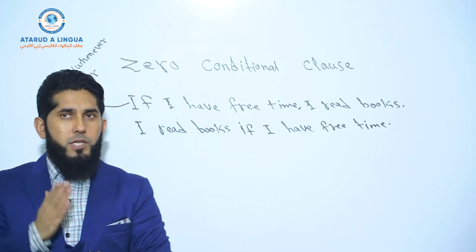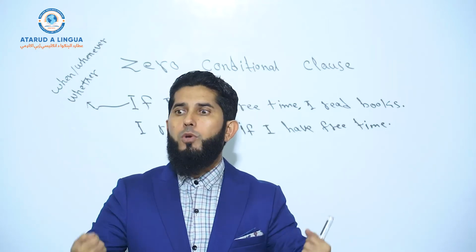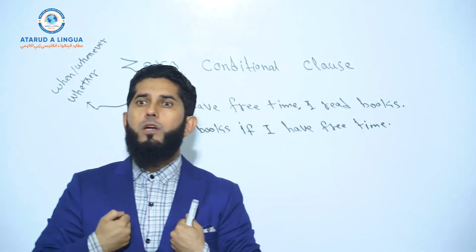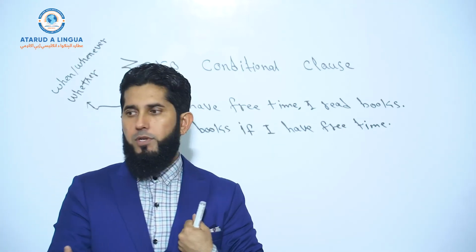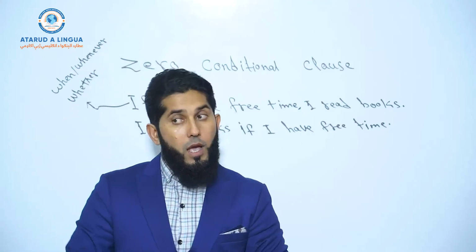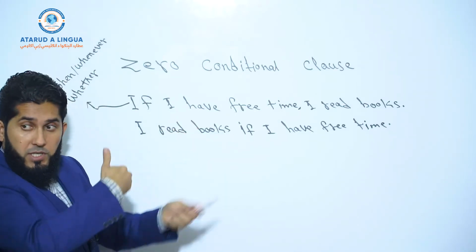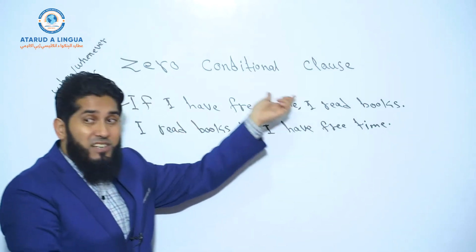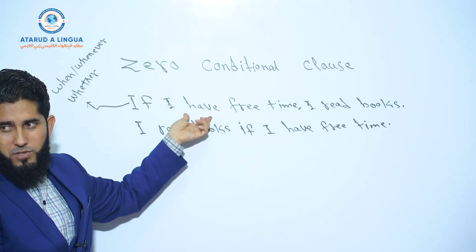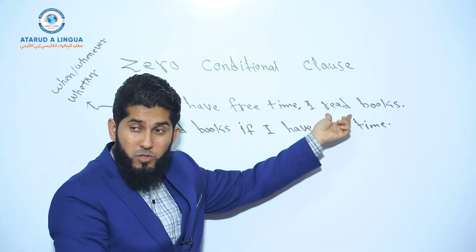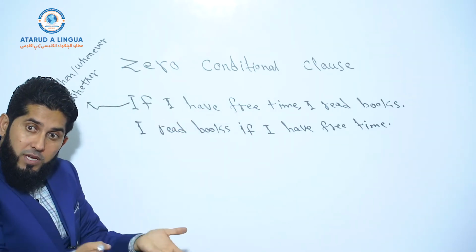Now, a zero conditional clause shows a real condition. It is true about me. It's something that I always do in my life. Therefore, I can say whenever I have free time, I read books. Okay? I mean, the action of reading books is dependent. I must have free time first. It is conditional on this state. So have is a state verb. It doesn't show action. The action of reading books is conditional on this state of having free time.